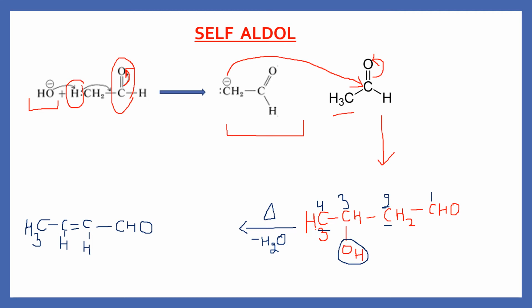Why do we call it self-aldol? We call it self-aldol because here I am taking only one type of compound, only one type of molecules from a single compound. I have taken ethanol, which gave me this carbanion. Then I had shown the attack on another molecule of ethanol.